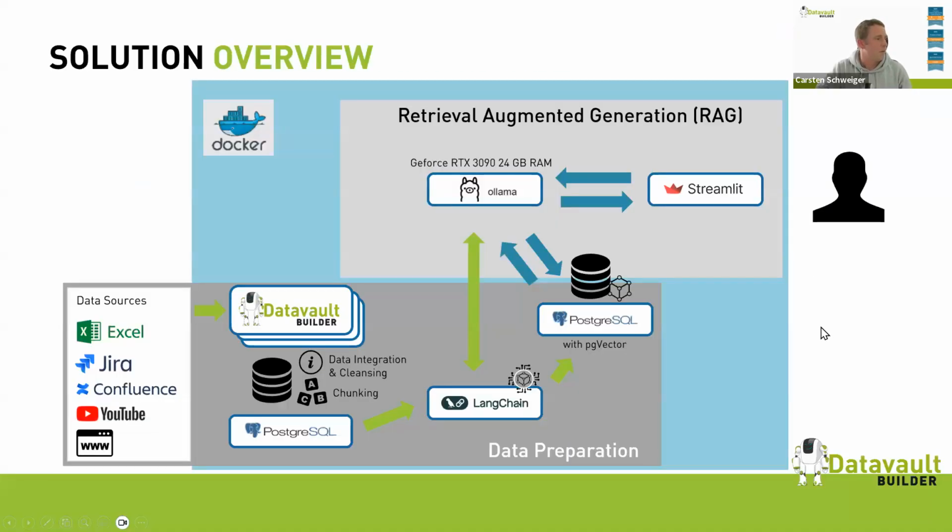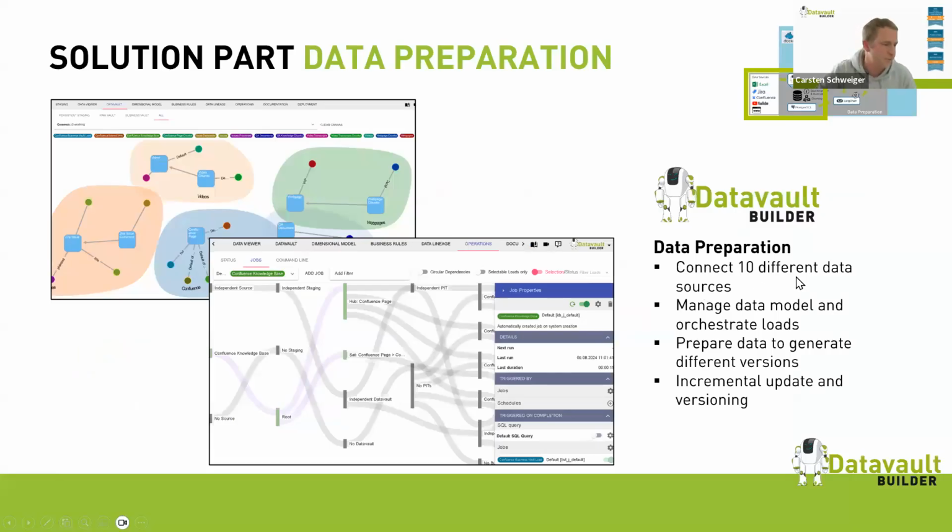Yeah. So the last part we want to look at in the solution is the data preparation part with Data Vault Builder. We use Data Vault Builder to get all the data in from different sources: from Excel, from Jira and Confluence tickets. We wrote our own Jira and Confluence connectors for this API, YouTube videos, so the transcriptions, and web pages. At the end, we connected to 10 different sources. In Data Vault Builder, we managed the data model and the orchestration of the loads.